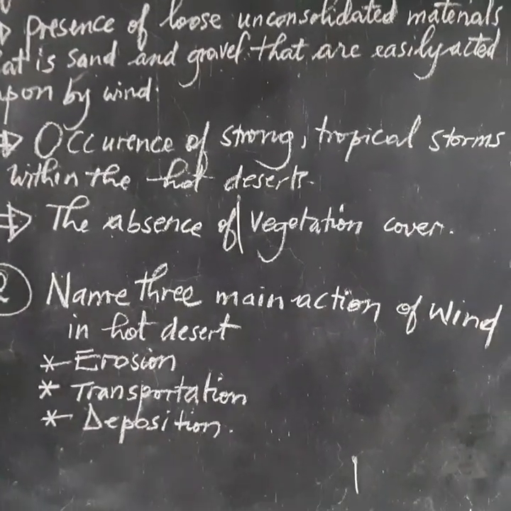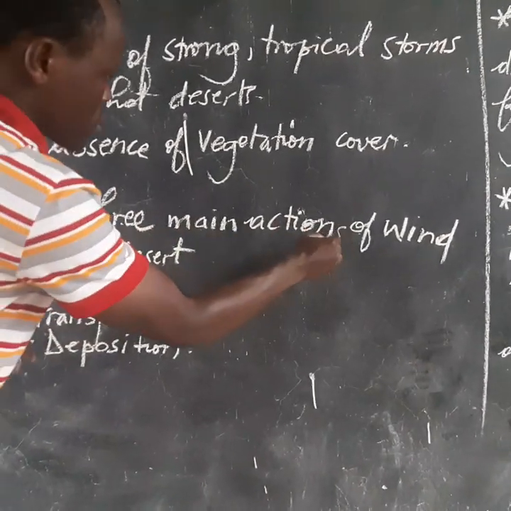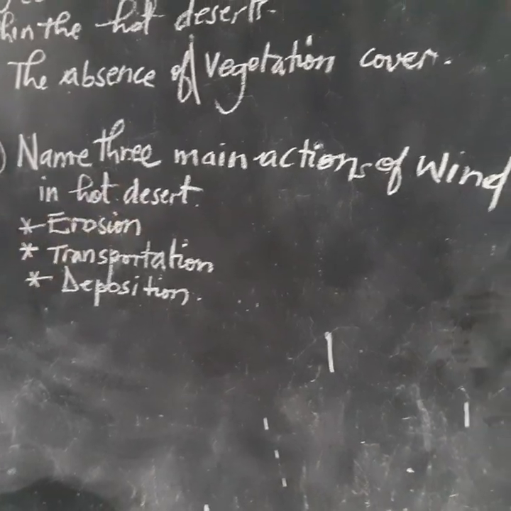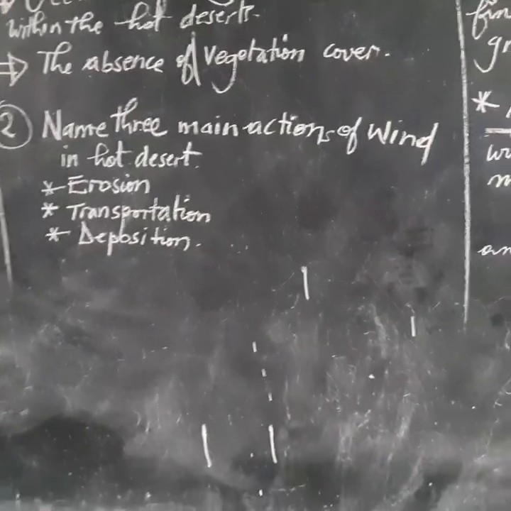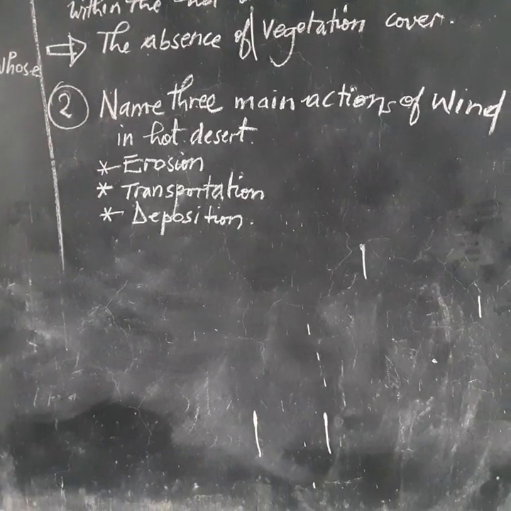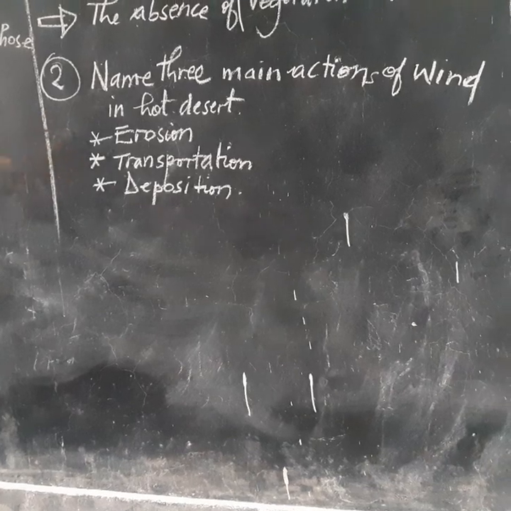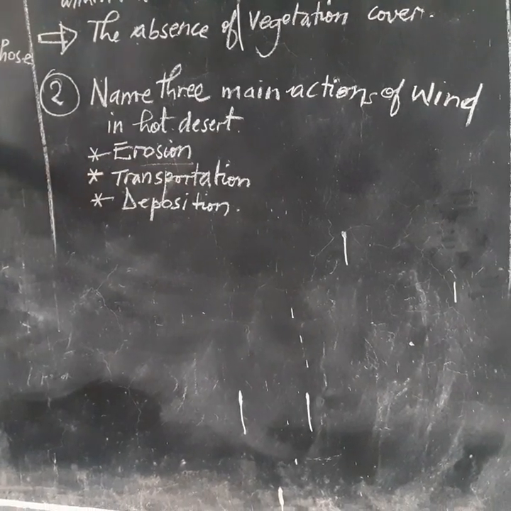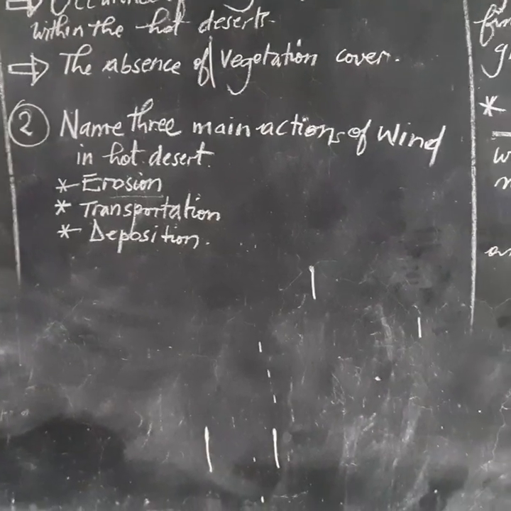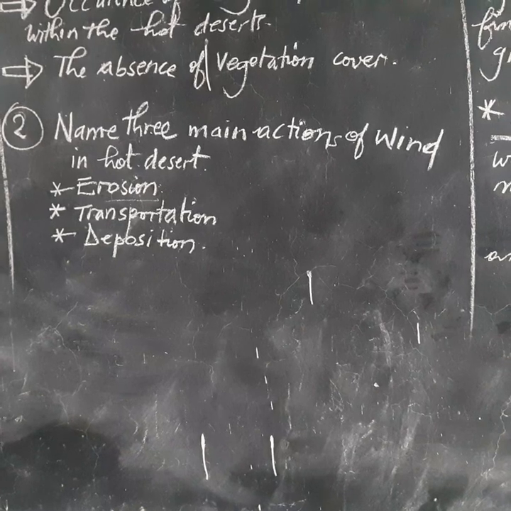The question number 2 is asking, name 3 main actions of wind in hot desert. So meaning that we are going to see the action, the activity, the function of wind in hot desert. So normally, wind in a hot desert plays three main actions. The action number one is erosion. So meaning that erosion, we are talking about destruction. Wind in desert can destroy the surface of the desert.